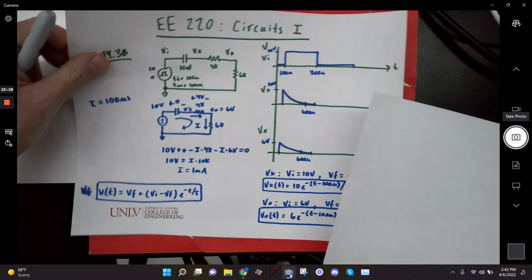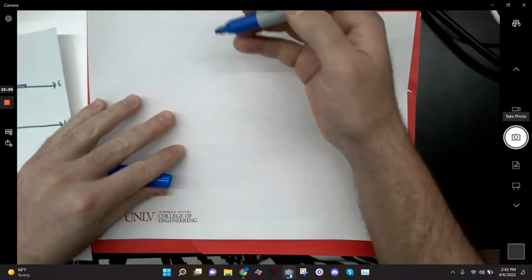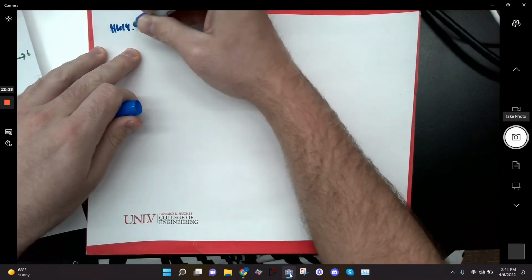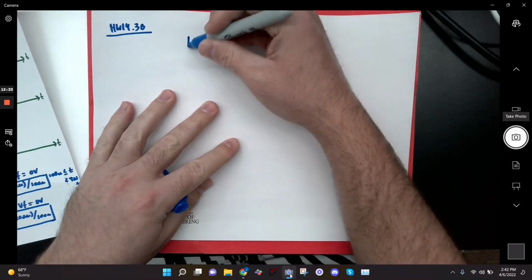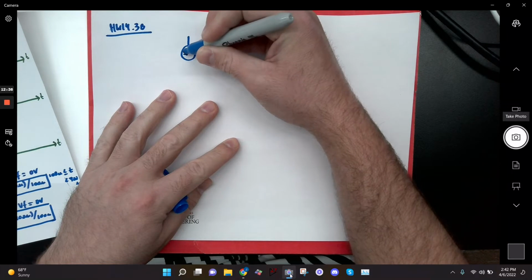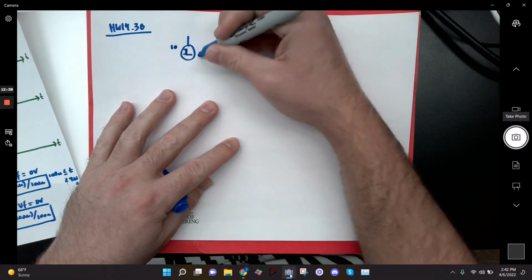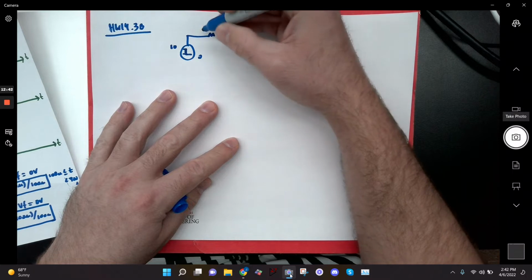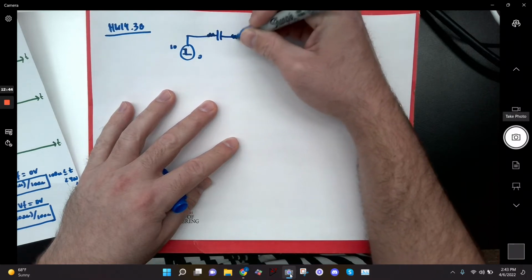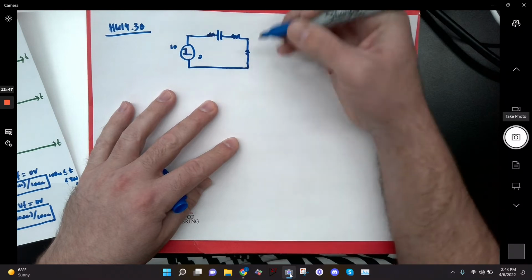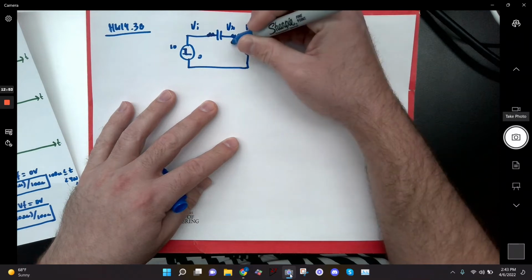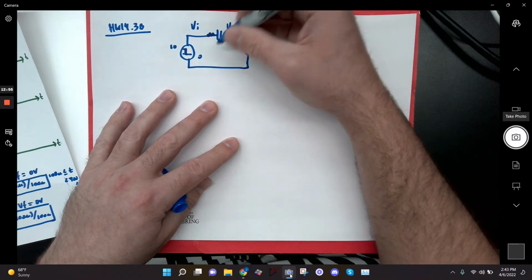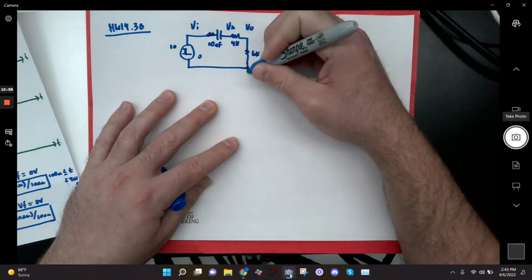All right, so basically now what I'm going to do is look at the falling edge. So let me redraw the circuit. This is still homework 14 3B. I'm basically looking at the part where it falls from 10 back down to 0. I've got a cap, then a resistor, then a resistor. And this is Vin, Vx, Vo, 10 nano.